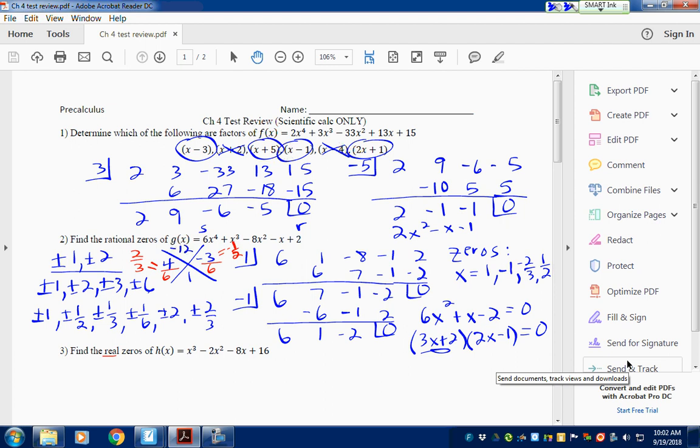I'm hearing different ones. Does 1 work? You tried 1. We could try it right now. 1 minus 2 is negative 1, minus 8 is negative 9, plus 16 is not 0. So 1 doesn't work. 2 works. Does negative 1 work? What do you think?